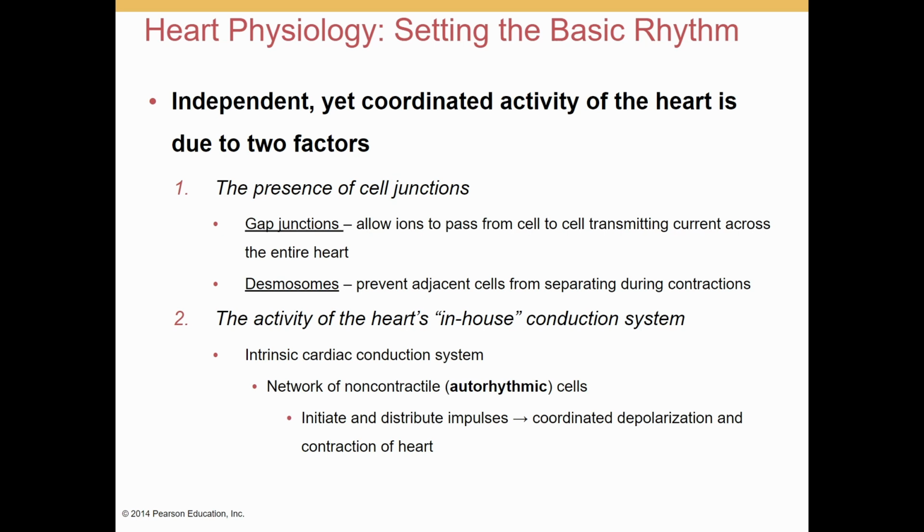The automaticity and communication with the nervous system also is going to rely on the presence of cell junctions, both gap junctions and desmosomes. The activity of the heart's in-house conduction system, called the intrinsic cardiac conduction system, also relies on these cell junctions. Gap junctions allow ions to pass from cell to cell, transmitting current across the entire heart. And desmosomes prevent adjacent cells from separating during contractions.